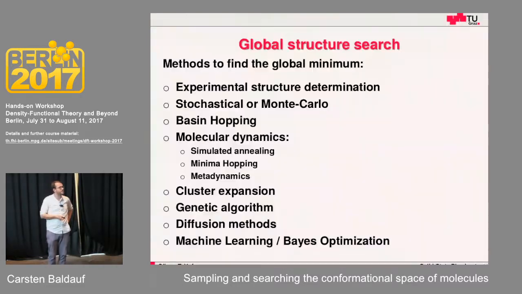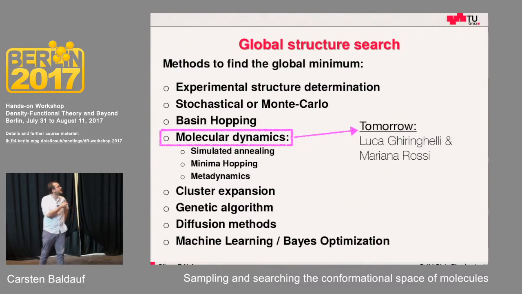Luckily, Oliver also gave a bit of the outline of today's talk already in his talk. He had this one slide on global structure search, and you already see that this covers quite a number of topics. There are even more, and I will not even cover half of that. But there are two things that are to be covered in the workshop later on. A detailed introduction to molecular dynamics and also statistical mechanics will be given tomorrow by Luca and Mariana.